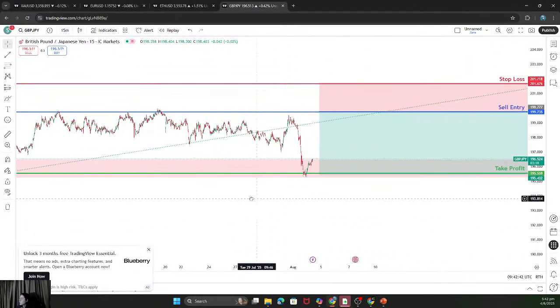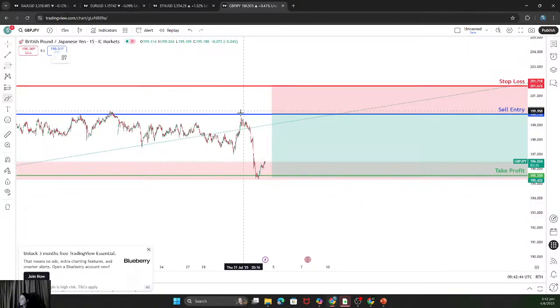This worked out so nice. Entry was here. I mean, it missed the entry by a bit. USD CHF. Okay, thank you so much, Jamilu. Missed the entry by a bit. Hit the take profit beautifully. Didn't even go close to the stop loss.